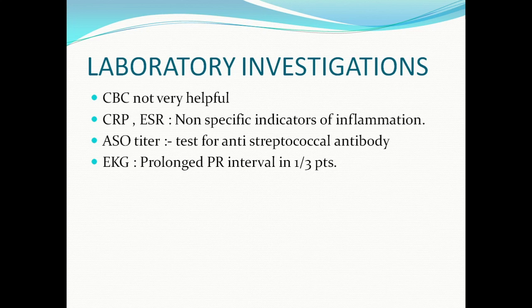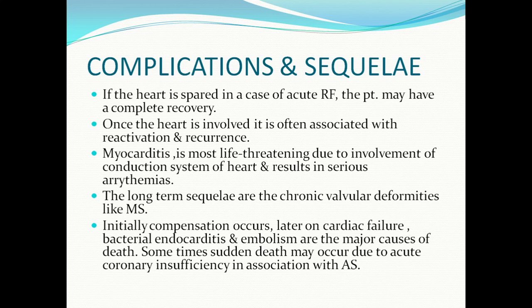Here, ASO titer is very useful for the diagnosis of rheumatic fever, because anti-streptococcal antibody formations appear after streptococcal infections. In the ECG you can see prolongation of the PR interval, but it is seen in one third of patients, not all the patients. If you see the complications and sequelae, if the heart is spared, meaning not involved in acute rheumatic fever, the patient may have complete recovery. But if the heart is involved, then recovery may or may not occur.